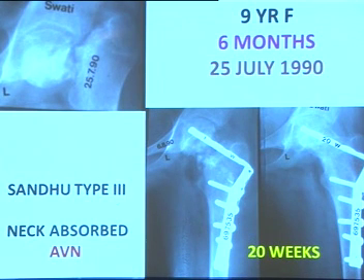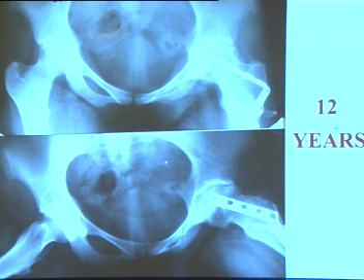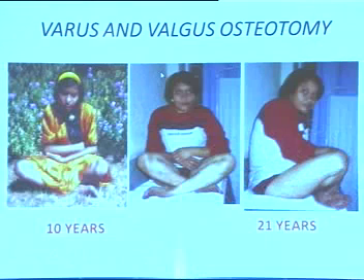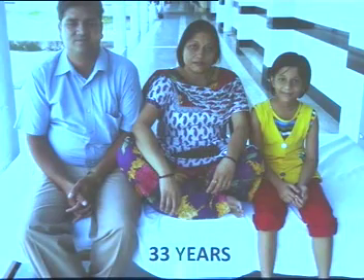So this is the first case which I did in 1990, healing in 20 weeks. This is after 12 years. This is after 24 years. Mild scoliosis is there in the joint. The function is excellent. She was 10 years old when I operated, she studied for her master's degree, now she is married, has a 5-year-old daughter, hip is well.